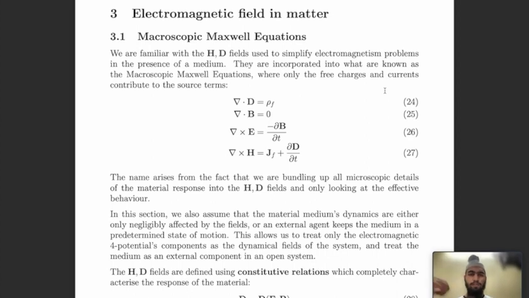Now we come to section 3 of the paper, where we discuss the electromagnetic field and how we model it in matter. First of all, we discuss the macroscopic Maxwell equations, which are merely the Maxwell equations reformulated in terms of the H and D fields. The usefulness of this is that the bound charges and polarization and magnetization and such of the medium, the so-called microscopic variation in the charge densities and current densities, are packaged into these D and H fields, and only the free charges and free current densities appear in the Maxwell equations.